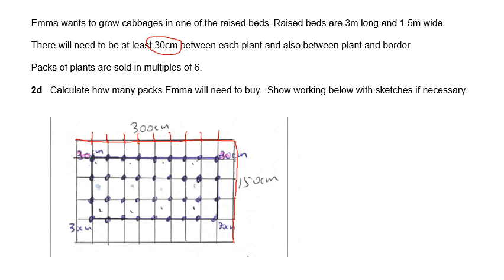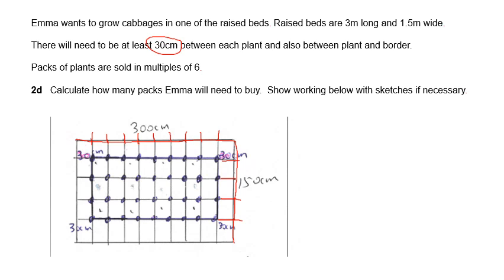Alright, and then going down, there's 5. Okay, so 5 30s going down. Alright, because you're doing everything with 30 centimeter gaps. There has to be 30 centimeter gaps between everything.